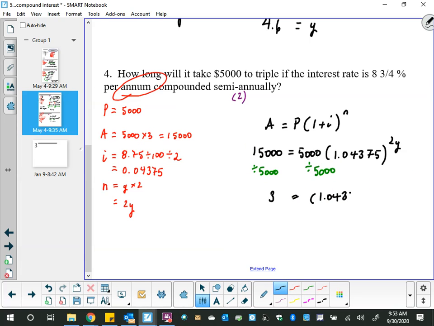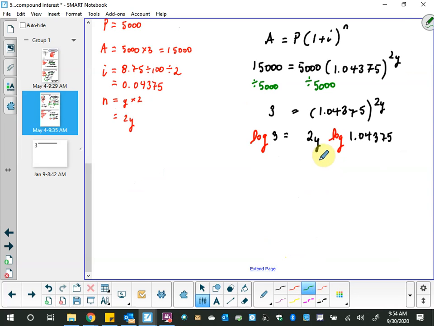And I'm going to take one less step this time than I did the last time, because my hand's cramping. And that is, I'm going to log both sides to get the exponent down on the ground, which is really bad math language. But I'm not going to do it in 2 steps. I'm going to take 1.04375, and not put the 2y here. I'm going to put it here. And then I'm going to say what I'm going to do to get the y by itself.